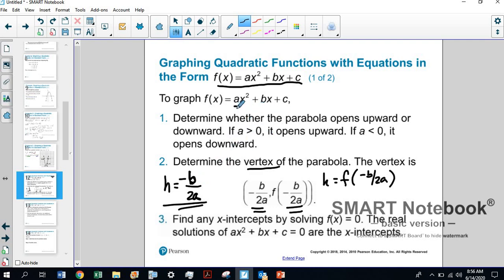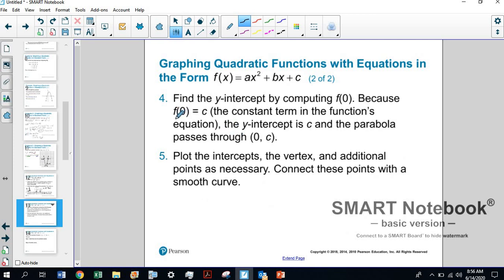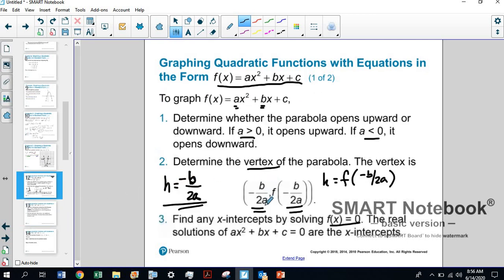And so you make sure you know a is the stuff that's still the same. A plays the same role. B is the number in front of the x. And then you can find x-intercepts by solving equal to 0. You can find y-intercepts by plugging in 0, okay, which gives you c. And then you plot the point. So it's the same process as last time. The only difference is this vertex formula, minus b over 2a for h, and then plug in for k.